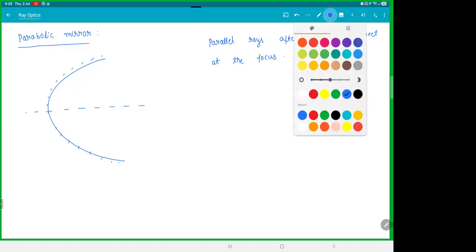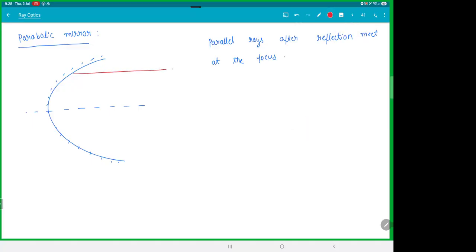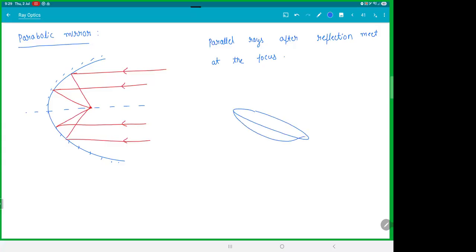So if you send parallel light rays, they hit the mirror and they meet at the focus. Any parallel light ray, they will meet at the focus. Vice versa, if you keep a bulb at the focus, you get a parallel beam. Next time, if you get a chance, look at Enfield ka headlight. It looks like a parabolic thing. Or even your dish TV antenna, which looks like this. That's not spherical. That's actually a parabola.